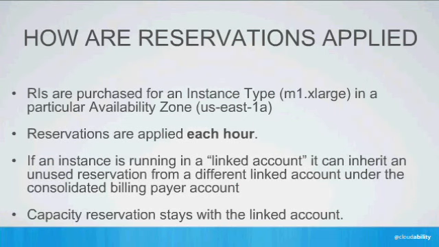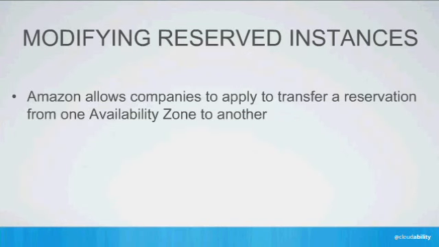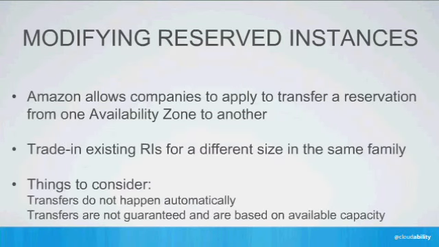Let's talk briefly about modifying reserved instances. And Kyle talked to this point a little bit, where Amazon is now allowing companies to apply to transfer a reservation from one availability zone to another. In addition to transferring from one AZ to another, you can now also trade in existing RIs for a different size in the same family. So what this means is if you have an M1 large, you could convert that to multiple M1 smalls.